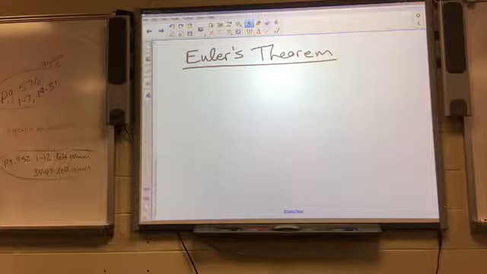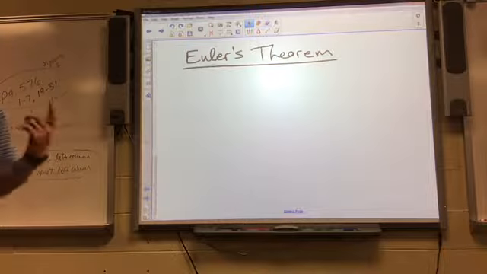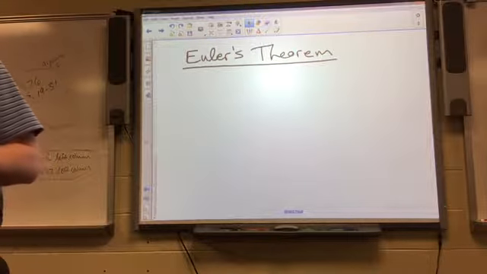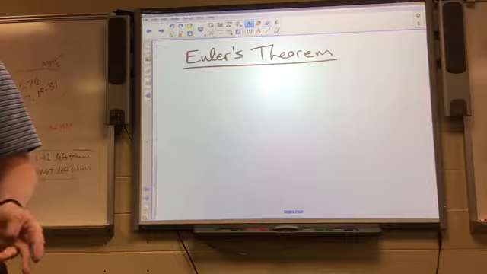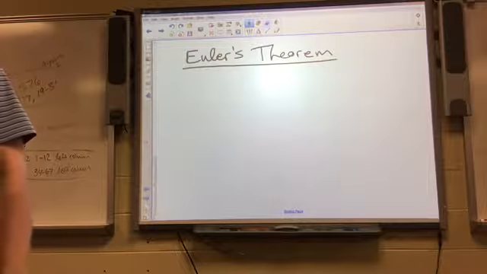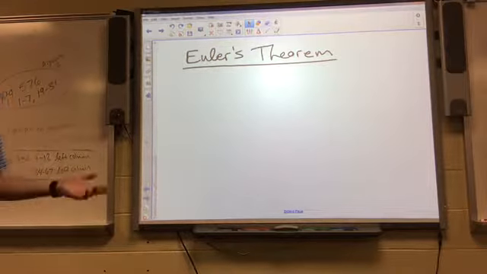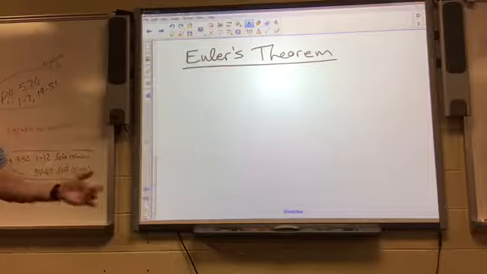Euler's theorem. What this is going to allow us to do is, if we know how many faces and edges there are, we're going to be able to find the vertices. If we know faces and vertices, we'll find the edges. If we know vertices and edges, we can find the faces. Okay, without having to count.